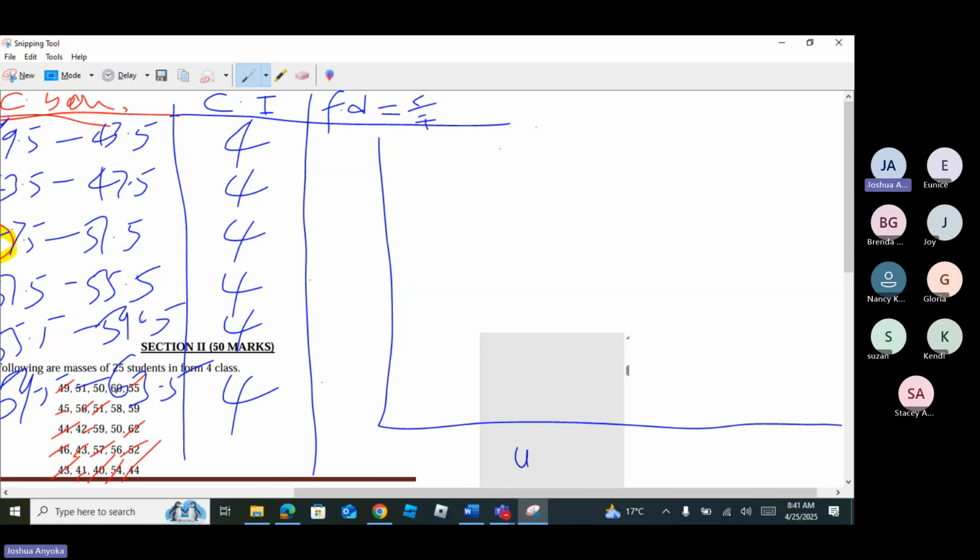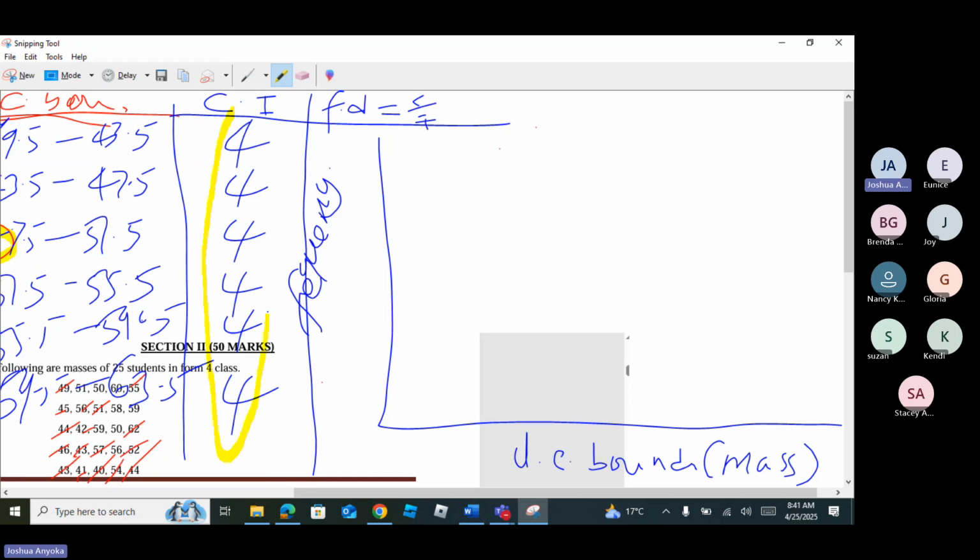where we have the upper class boundaries. You write in full, and then you say what it stands for. It is the mass of students. Then we have frequency on the y-axis. It stands for frequency because the class intervals are uniform. So we go with frequency against upper class boundaries. So what is the frequency for the first class?